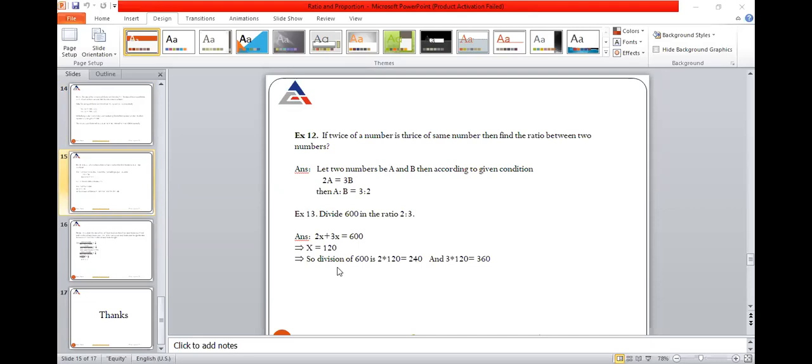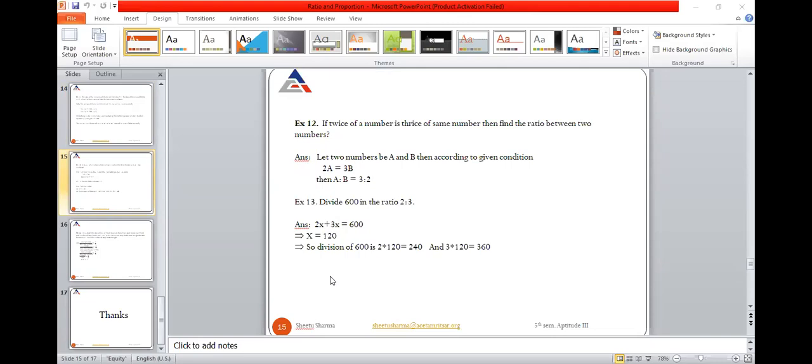Next question is divide 600 in the ratio 2:3. We have to divide 600 in the ratio 2:3. So let the exact terms be 2x and 3x. We have divided rupees 600 into the ratio 2:3. So it means that 2x plus 3x is equal to 600. Solving this equation, x will be equal to 120. So the division of 600 will be 2x, 2 into 120, that is 240. Similarly, 3x, that is 3 into 120, will be 360.